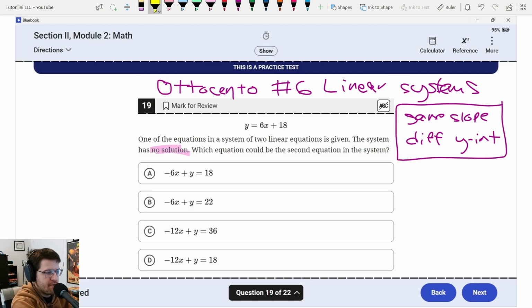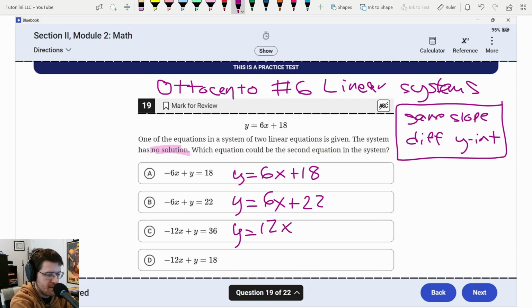You see they're only different by the x's. The x's just need to be moved to the other side. So let's do that with all of them really quick. So the first one, I'm going to add 6x to both sides to get y equals 6x plus 18. Second one, I add 6x to both sides to get y equals 6x plus 22. Third one, I add 12x to both sides to get y equals 12x plus 36. And the fourth one, I add 12x to both sides and get y equals 12x plus 18.